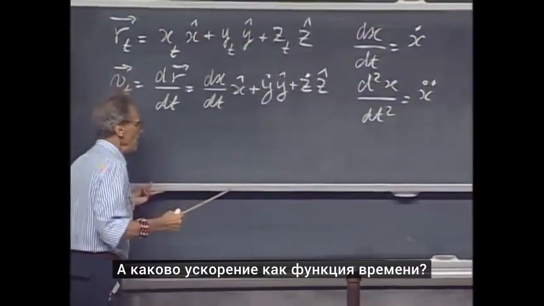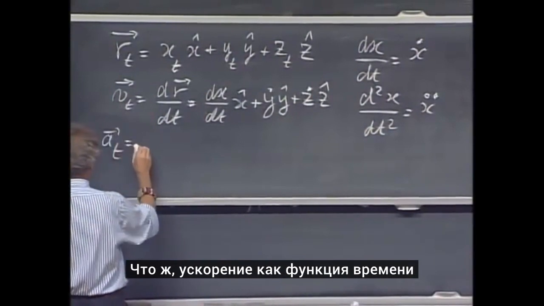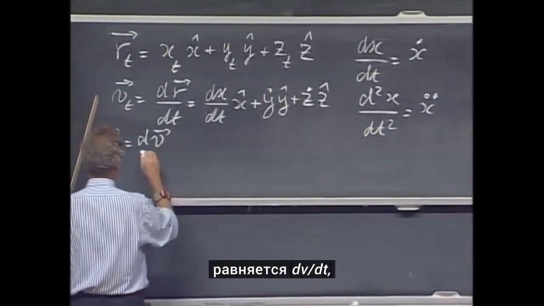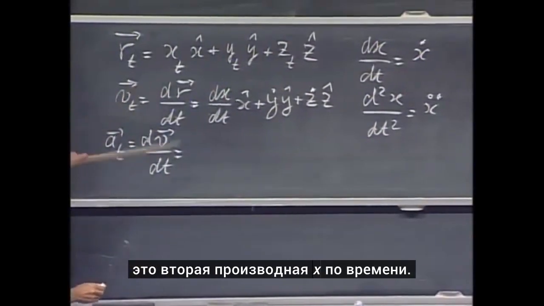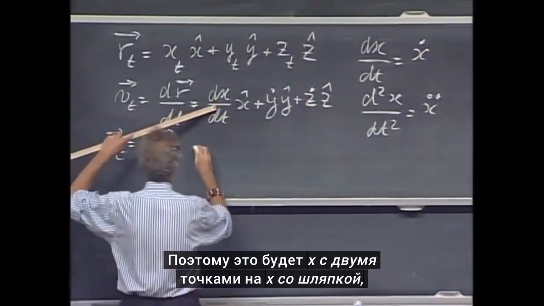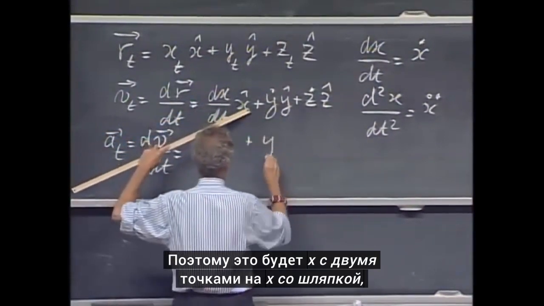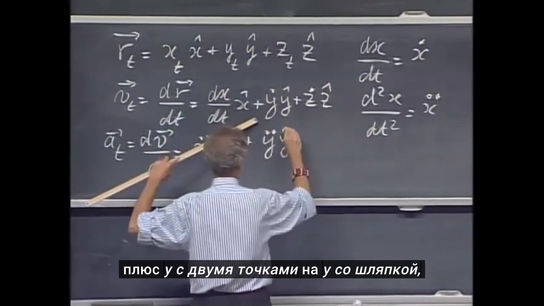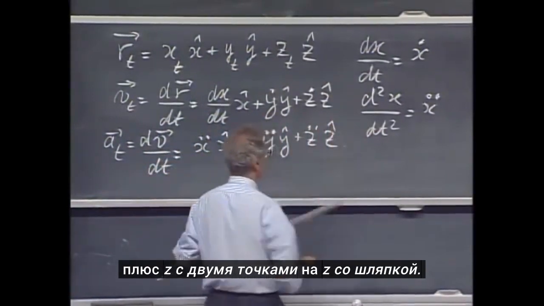What is the acceleration as a function of time? Well, the acceleration equals dv/dt. So that's the second derivative of position versus time. And so that becomes x double dot times x roof plus y double dot times y roof plus z double dot times z roof.